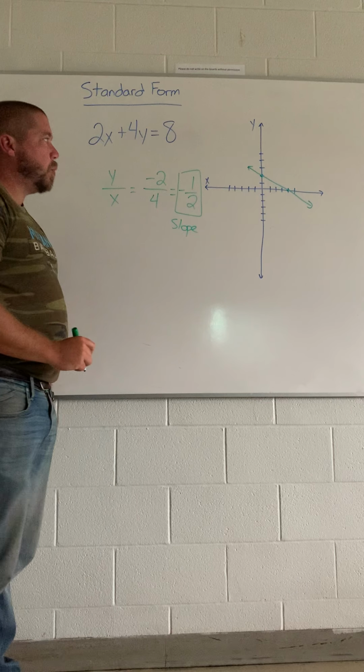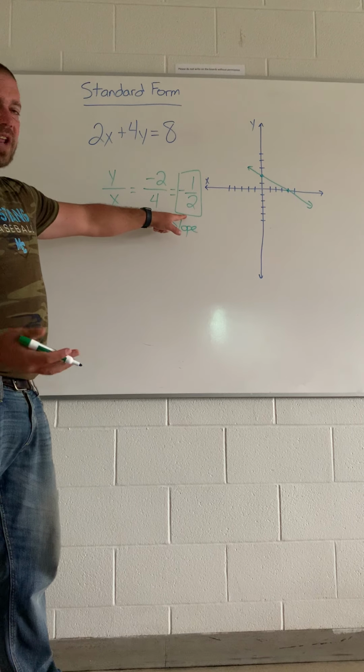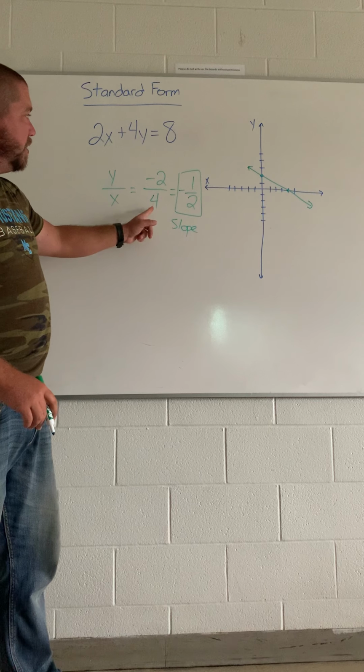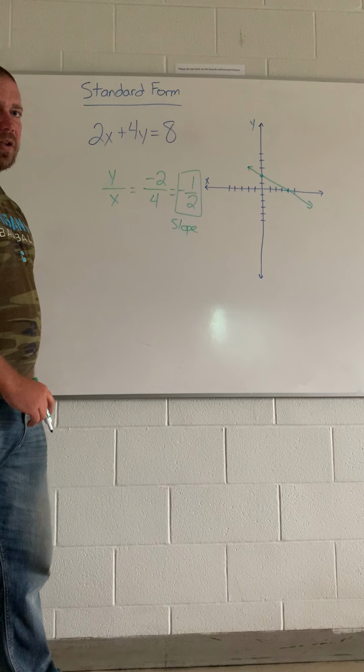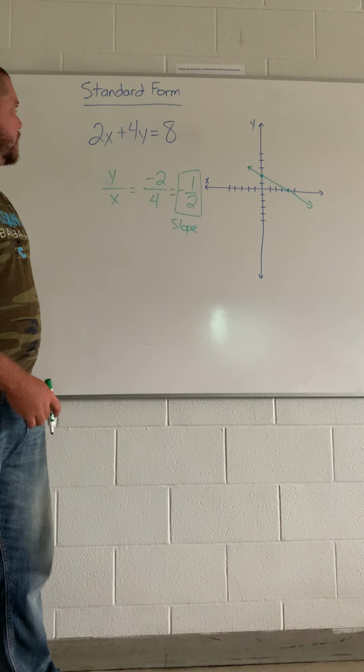So if we needed more points on this graph, I could continue by the negative 1/2, or really I continue by the negative 2, 4, but I'm going to miss out on some whole number of points that it hits along the way.